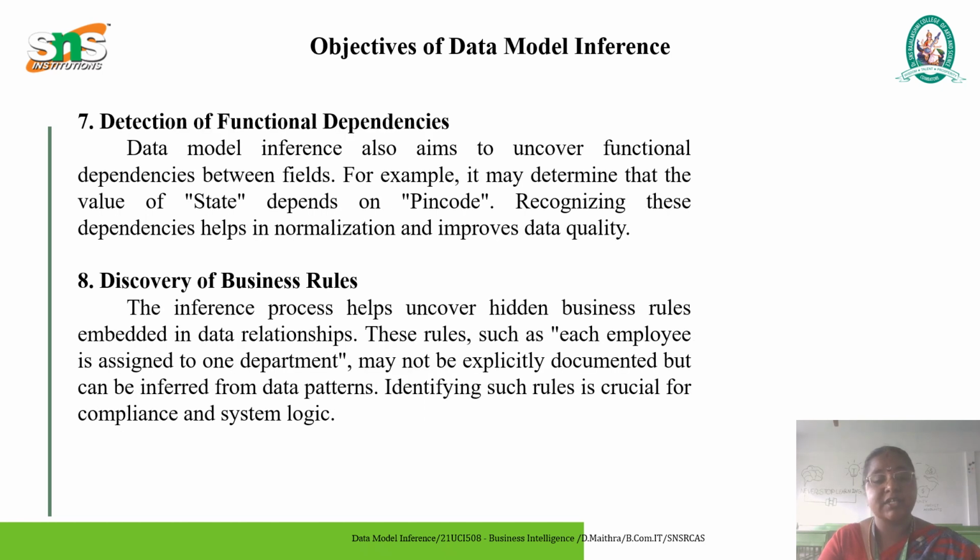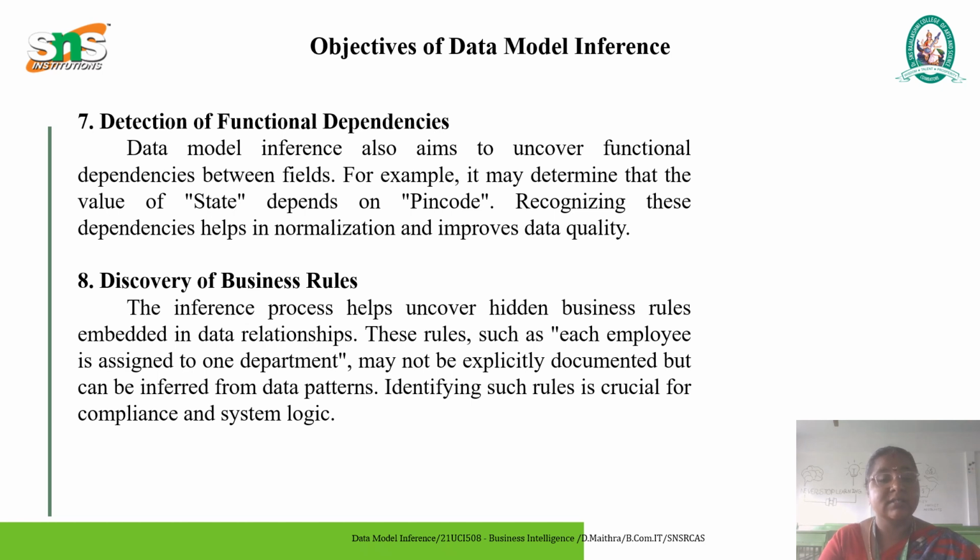The next one is detection of functional dependencies. Here it aims to uncover the functional dependency between the fields. For example, we are going to determine the value of state, which mainly depends upon the pin code. So each and every state depends on the pin code. For this we are going to have a recognition which depends on normalization and improving the data quality.